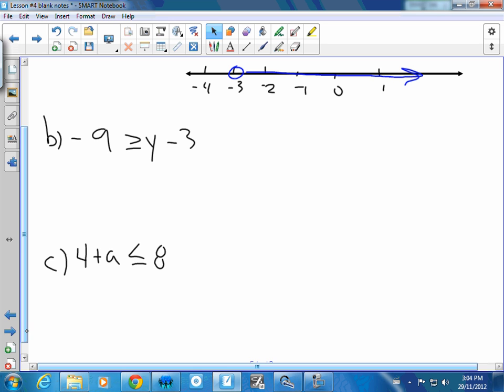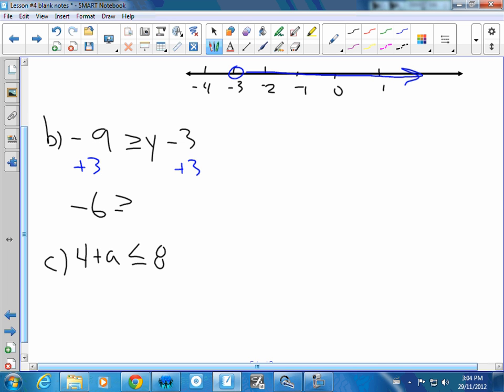So here is y by itself. No. The y is on the right-hand side, and we look at what's on the right-hand side. What's attached to this y? A -3, so how do we get rid of it? We +3 on the right, and we +3 on the left. Okay? So what's -9 plus 3? -6 is greater than or equal to y.